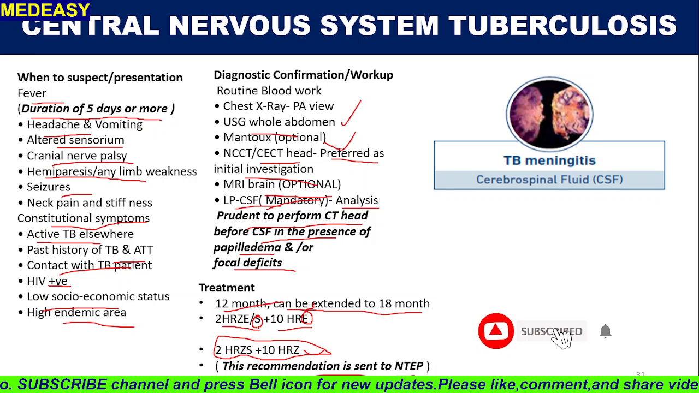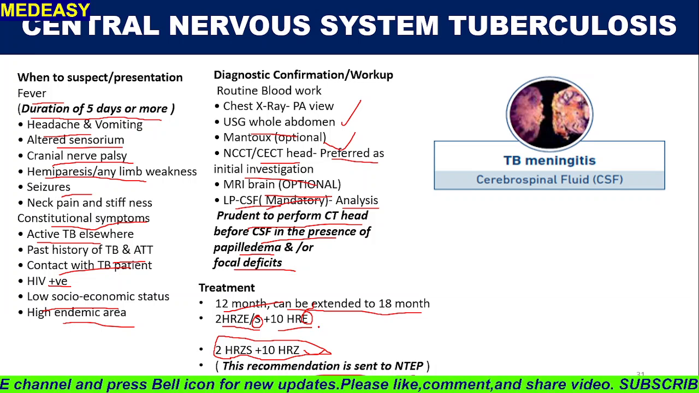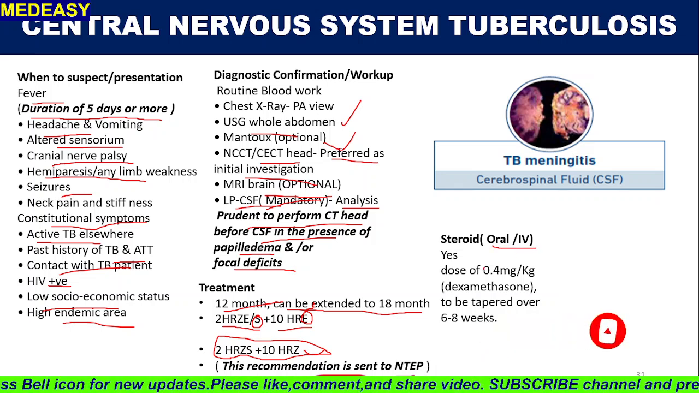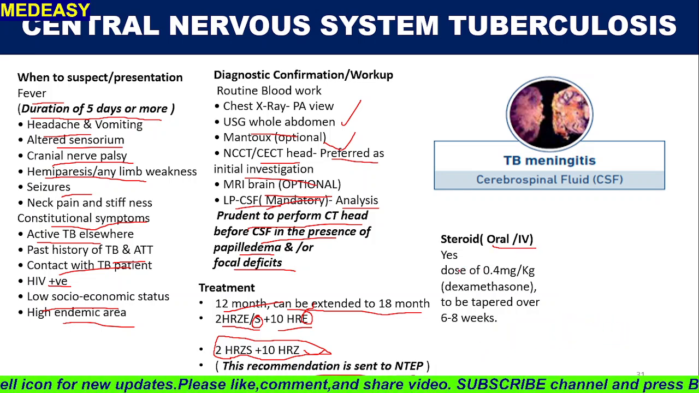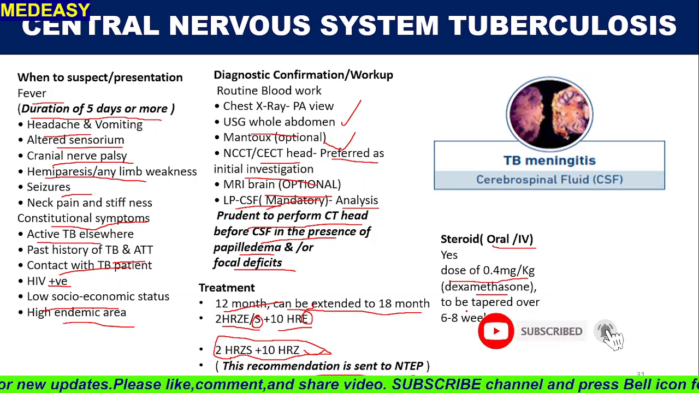If the patient is really very sick, we replace ethambutol with streptomycin, and in the continuation phase you can continue with ethambutol for 10 months, and that can be extended to 18 months depending on the clinical response. Alright, steroids, yes, definitely there is a role of oral or IV steroid sometimes. Mainly we first do IV steroid if the patient is very sick, the dose being 0.4 mg per kg of dexamethasone, and that is to be tapered over another 6 to 8 weeks.